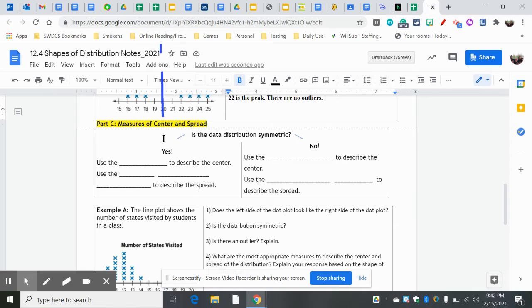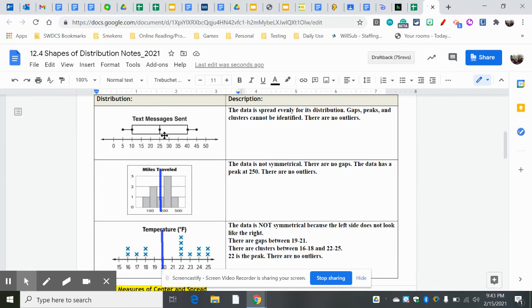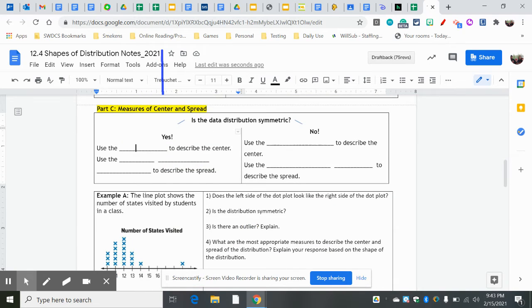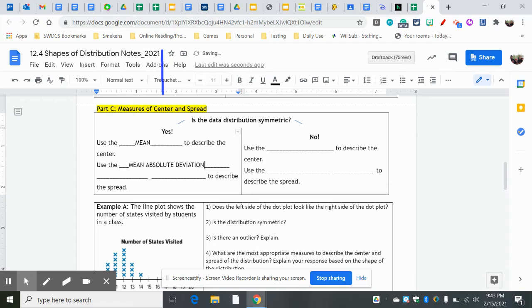When we have to determine measures of center and our spread here, we have to ask ourselves first if the distribution is symmetrical. If the distribution is, yes, symmetrical, that means it's the same on each side, like my box plot here, then I would use the mean to describe my center or my middle area, okay? And whenever I have to do the mean to show my spread, I'm going to use mean absolute deviation, which I know is something we have not done in a long time, which is why we will review it also, okay?